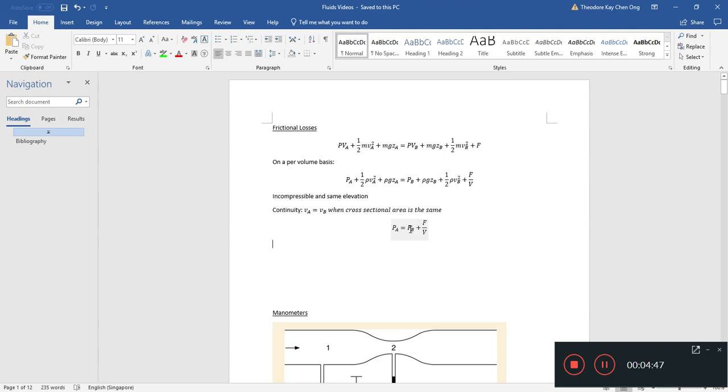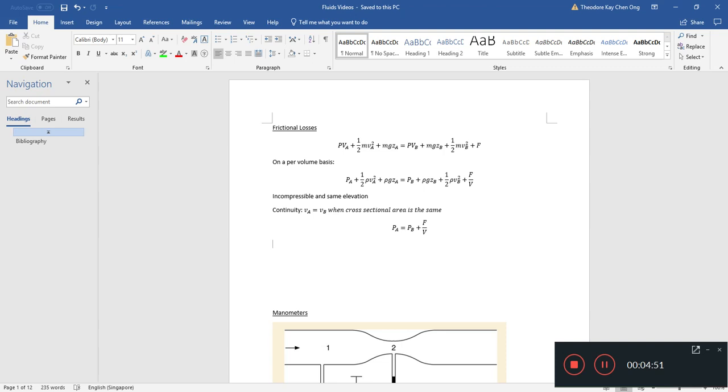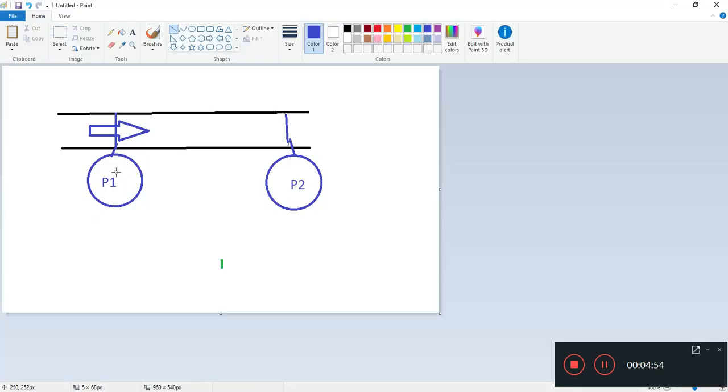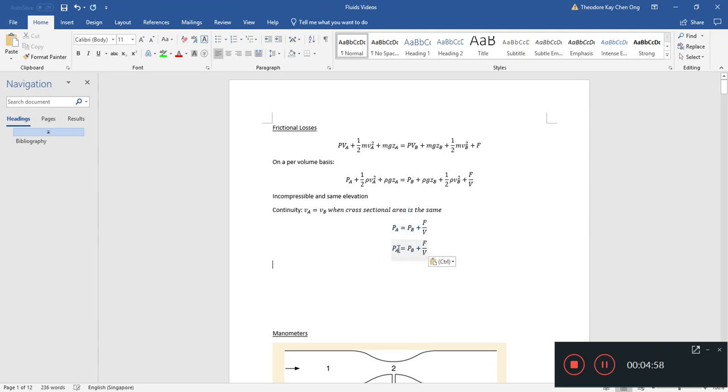Regardless, if we have some pressure at A, or P1 in this case, and then we have P2, we can just take a direct measurement, and that will give us the frictional force term.